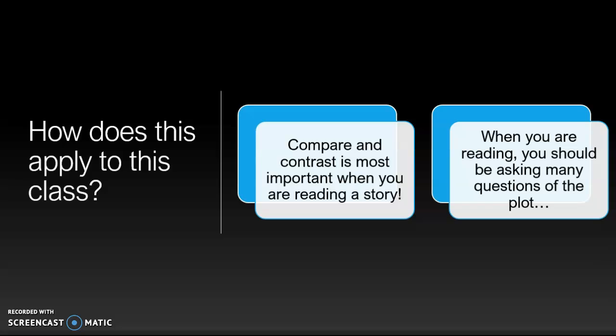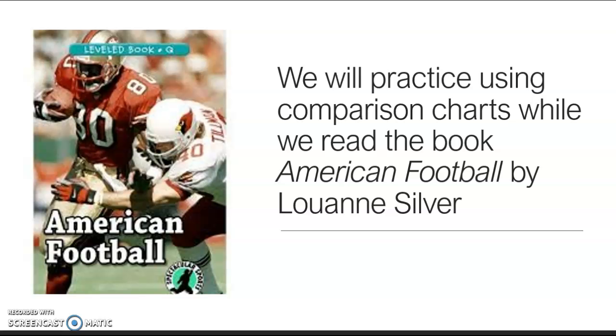Or you could be thinking about how a character in the story is similar to a character somewhere else in another story, or from a character from the same story. Or is an event that's happening in the story similar to something that has gone on earlier on in the story? Are they similar? Are they different? This is a great way to compare two different things or two similar things, and it makes it easier to read and comprehend a novel. So, let's do this. We'll practice using a comparison chart while we read the book American Football by Luann Silver.